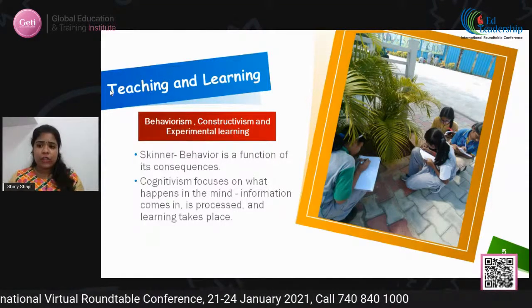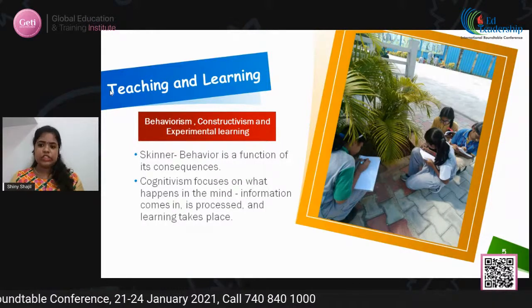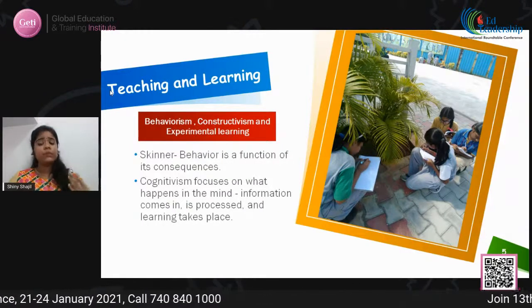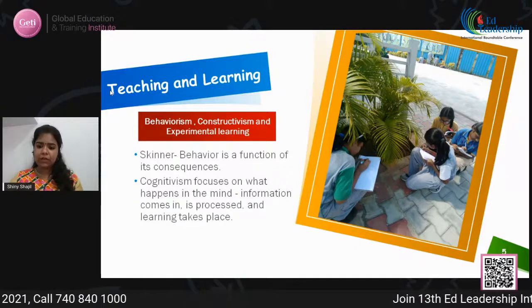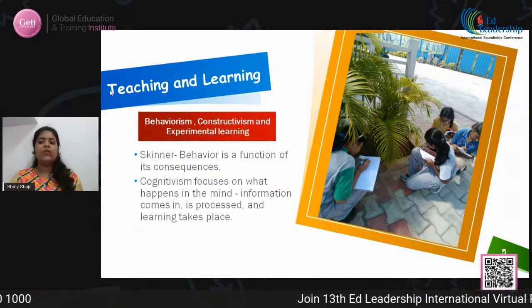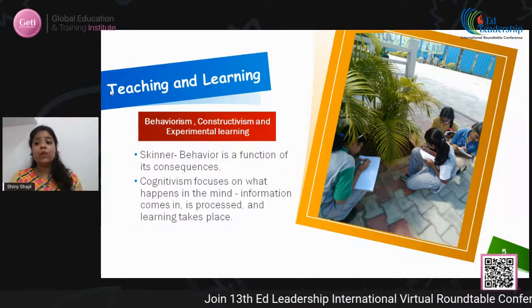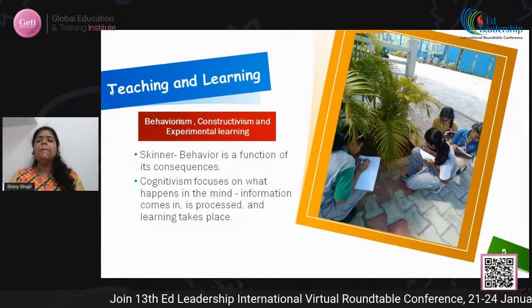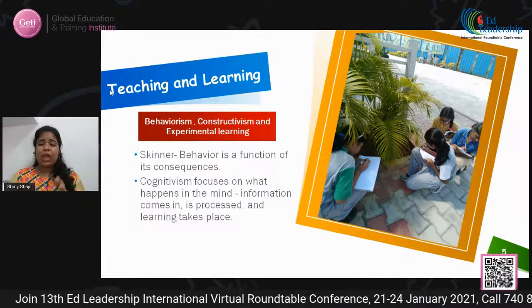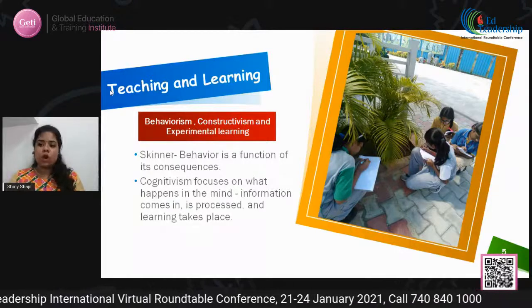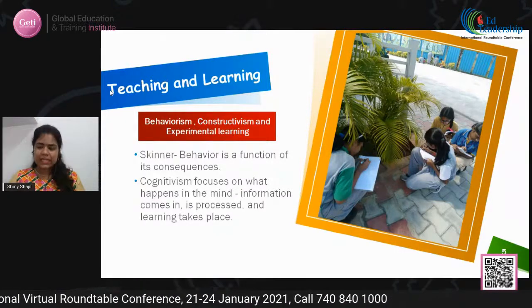So, what Skinner tried to mean is that as teachers, we're supposed to give feedback, positive or negative, immediate feedback, and that way we'll be able to change the behavior, mold the behavior of a child. But he had also deviated towards corporal punishments, which was not widely accepted.